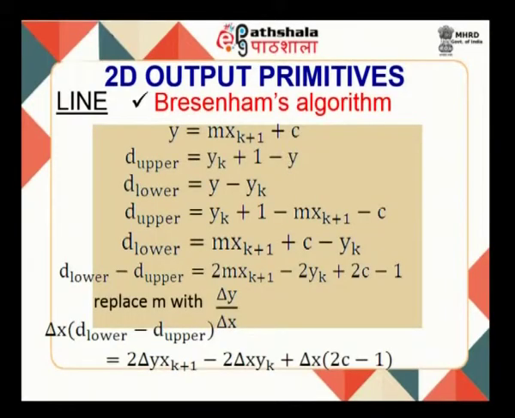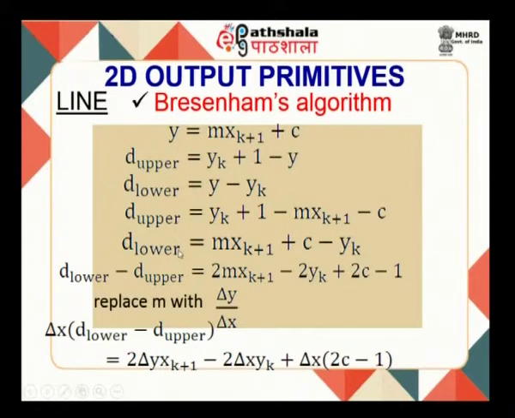So, if we come to the difference here, we will not be actually comparing d lower and d upper, rather we will be taking the difference of these two magnitudes and checking the sign of this difference operation. That is, if d lower minus d upper is greater than 0, that means d lower is greater than d upper, so we will be choosing the upper pixel. Similarly, if d lower minus d upper is less than 0, that means the difference is negative, d lower is less than d upper, choose the lower pixel.